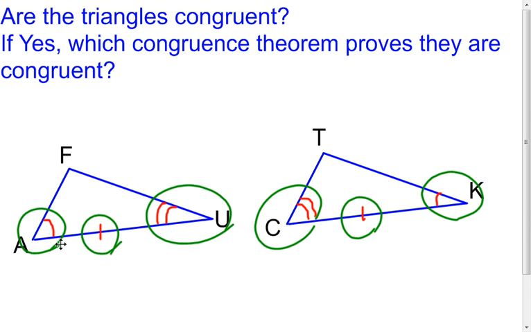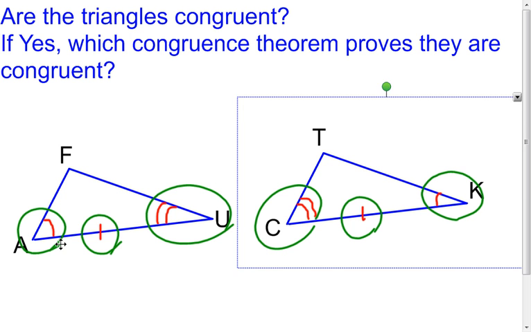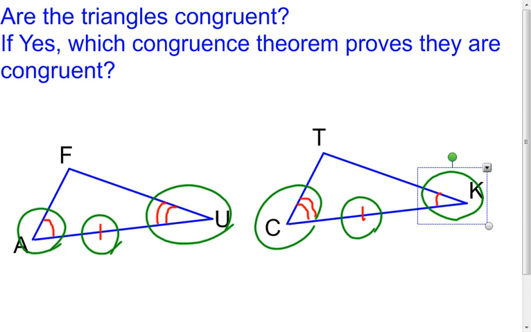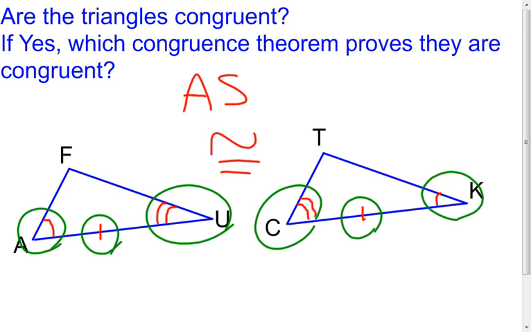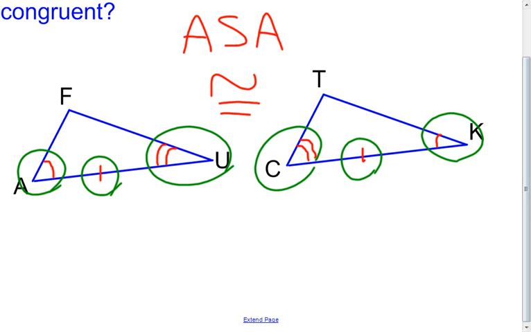Now I'm going to go to my other triangle and see if I have the same thing going on. Since I had the single arc that I started with, I got to start with the single arc on the other triangle. So I have angle, side, angle over here as well. I would say, yes, these triangles are congruent, and they're congruent because of ASA. Now I'm going to take this one step farther, and I'm going to actually write down the congruence statement saying which 2 triangles are congruent.